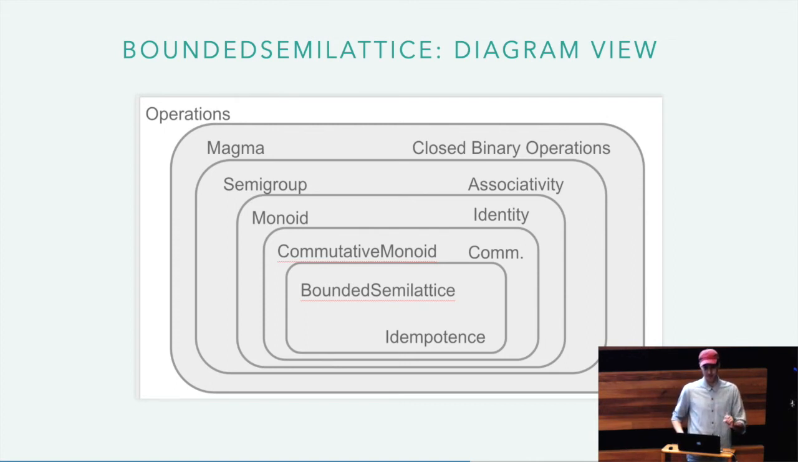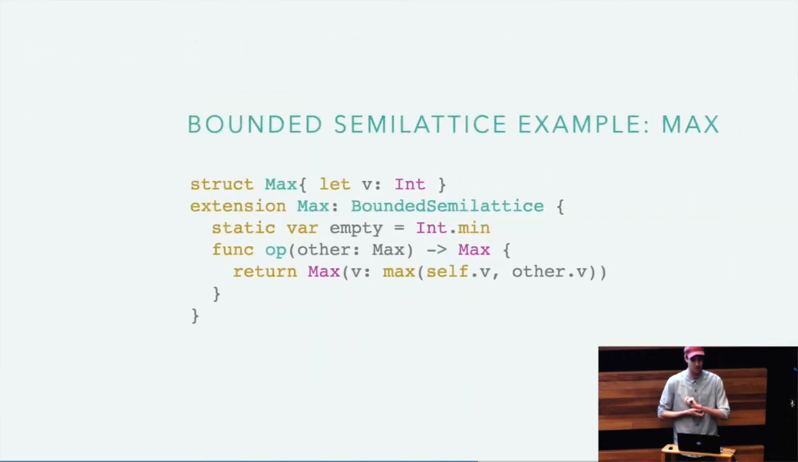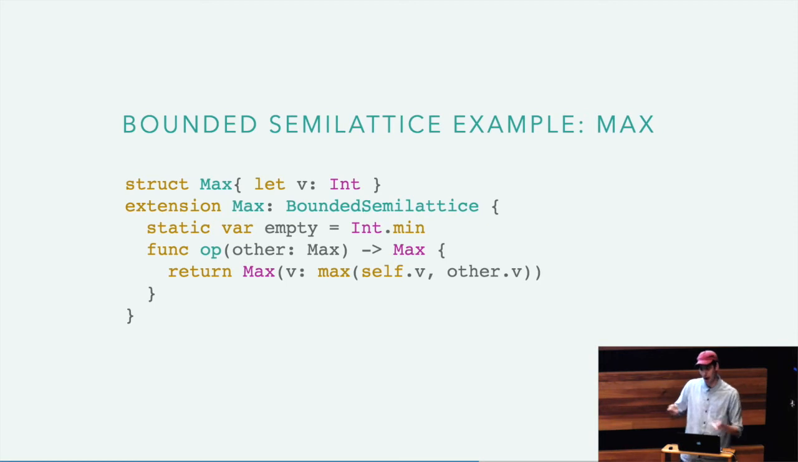Not a sum anymore. 1 plus 1 plus 2 is different than 1 plus 2. But taking the max of integers is a bounded semilattice. I'm just wrapping up an int, and saying max is a bounded semilattice. The empty is the minimum integer, because if I max that with anything, it gets thrown away. The operation just invokes the Swift max function on the two values and then wraps it back up in our struct wrapper. So what can we do?